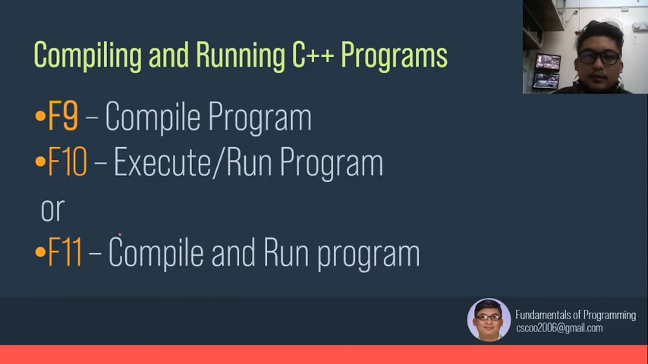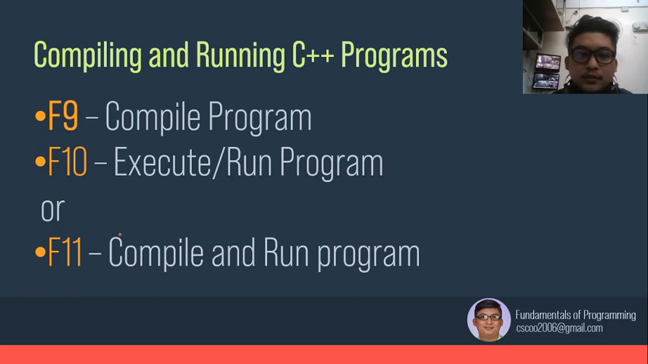Now, how do we compile and run a C++ program? If you are using a standard keyboard on a laptop or computer, press F9 to compile a program. The purpose of compiling is to convert it to machine language, and the compiler also determines if your syntax is correct. After compiling, press F10 to execute or run the program. Or you can compile and run at the same time by pressing F11.